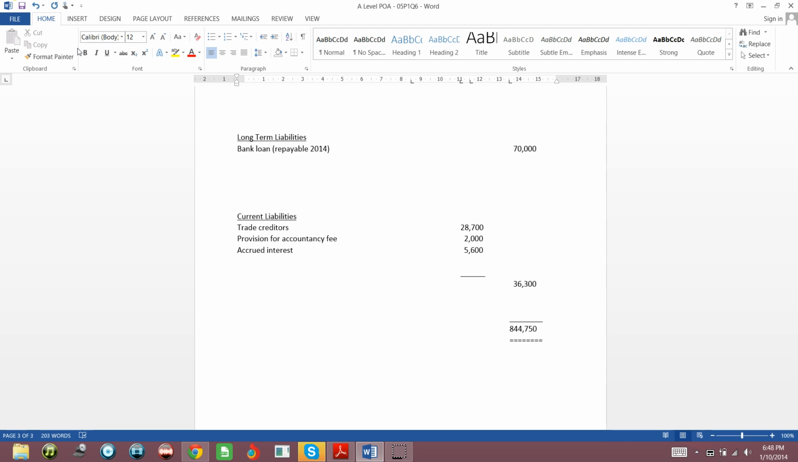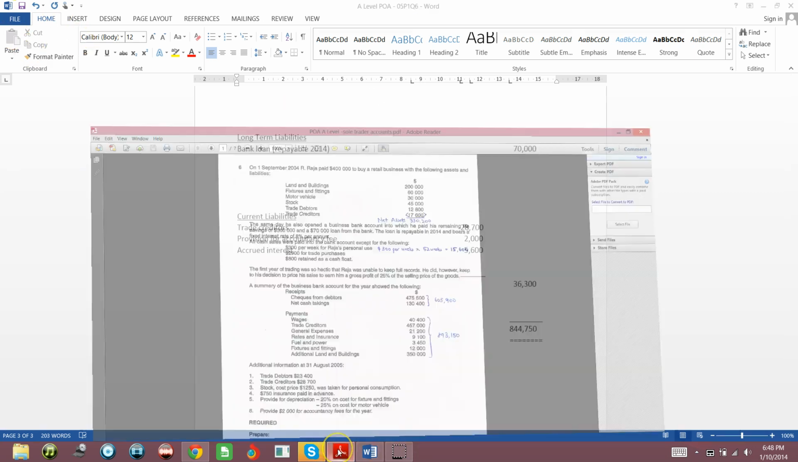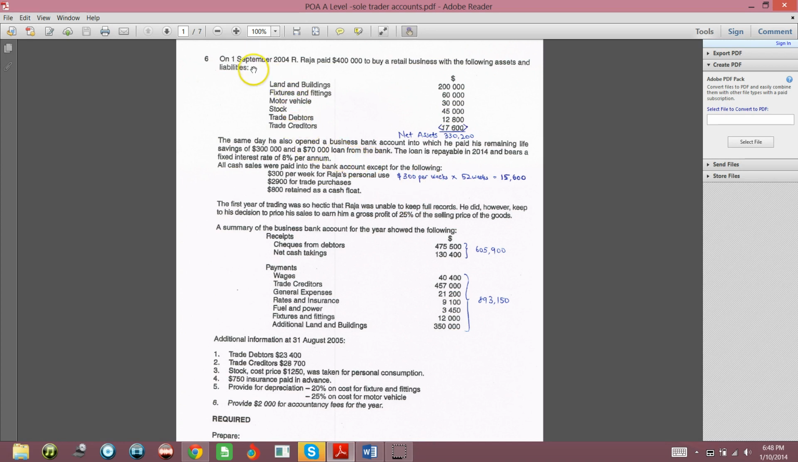Okay, so while we are doing this, you should also look through the question and think. You see, on 1 September 2004, Raja paid 400,000 to buy a retail business with the following assets and liabilities. So that means the retail business he bought from another business owner, probably because the owner wanted to retire or something like that. What is the net asset of that business that he bought? That means the total assets minus the total liabilities of that business he bought is 330,200.